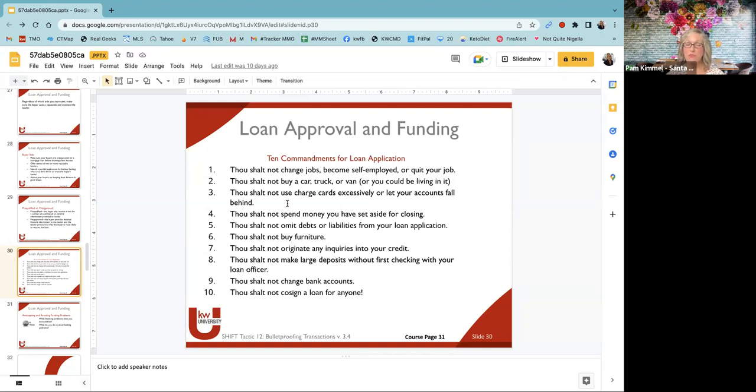I had a client that went out, one went out and bought all new furniture for the house before they closed on the transaction, and they didn't qualify for the loan. And another time I had a credit report that was pulled right before the close of escrow.